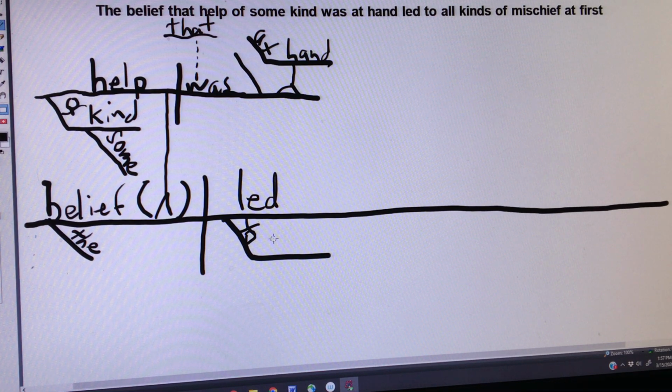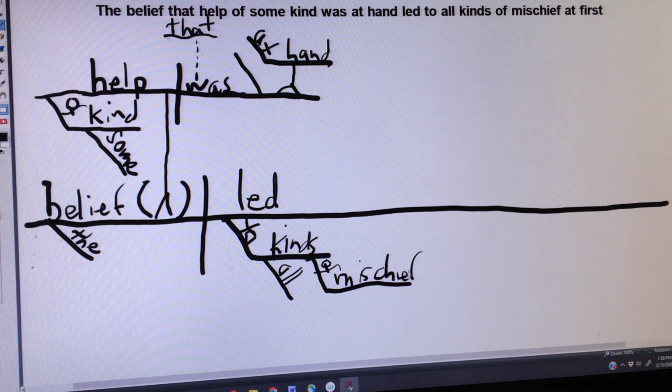So to all kinds of mischief, so to kinds. How many kinds? All. What kind of kinds? Of mischief. So that means of mischief is an adjective modifying kinds. And at first is not modifying mischief. What kinds of mischief? Mischief at first? No, that doesn't work.